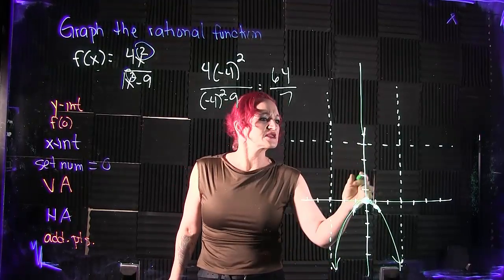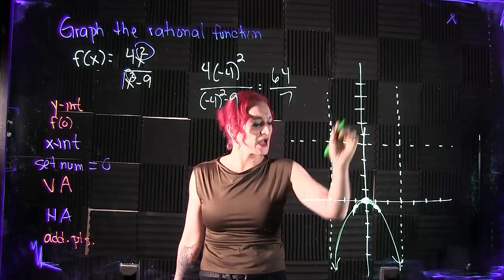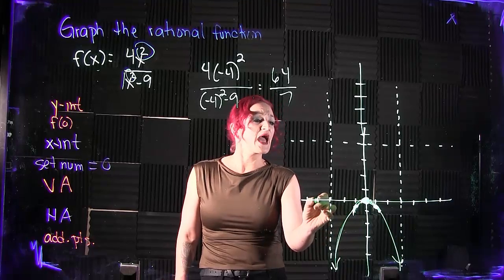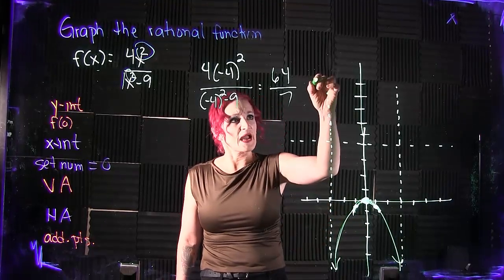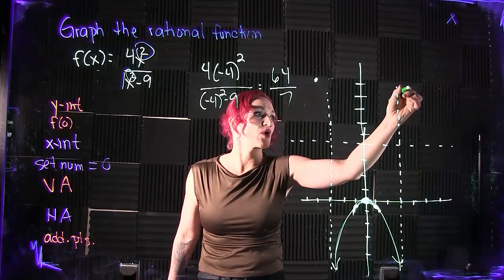What that tells me, so let's see, 1, 2, 3, 4, 5, 6, 7, 8, 9. That means when we plug in a -4, we are getting about a 9 point something, which also means if we plugged in a +4, we would also be getting that point here.